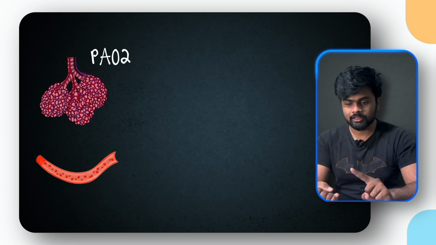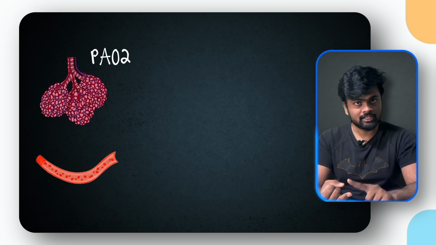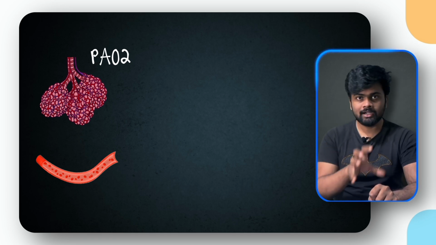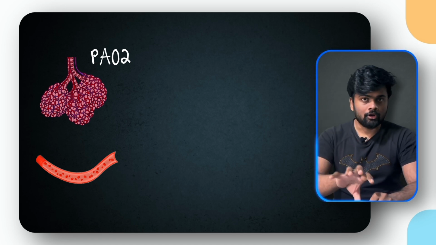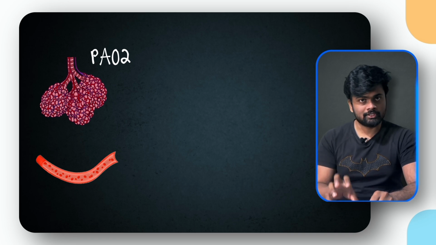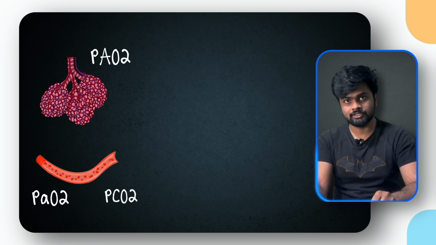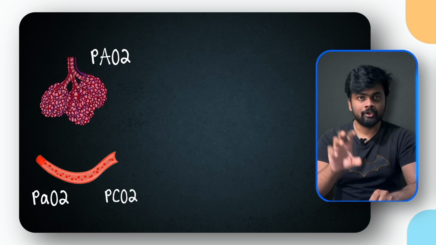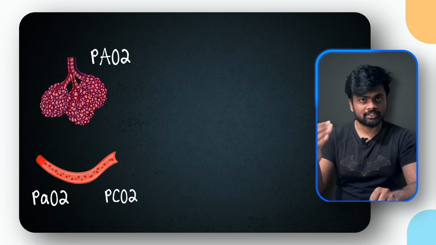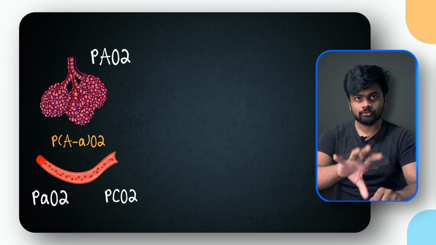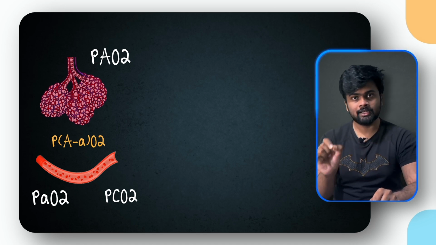Then in the blood vessel, there is oxygen as well as carbon dioxide, which is nothing but all the metabolites from the cells that the blood has carried away. So we measure the partial pressure of arterial O2 and the partial pressure of arterial CO2. And in the interstitium, we measure the gradient, that is the partial pressure of alveolar O2 minus the partial pressure of arterial O2. This gradient is called the A-a O2 gradient.